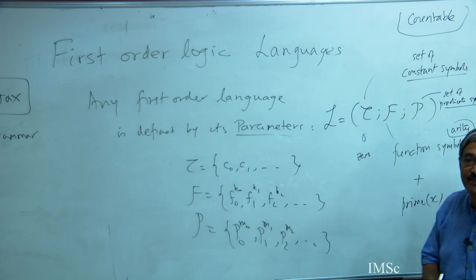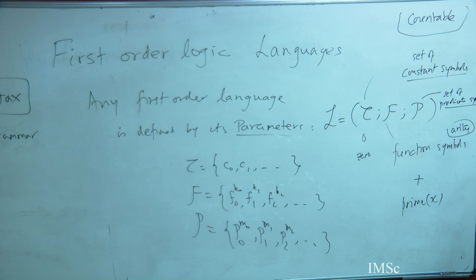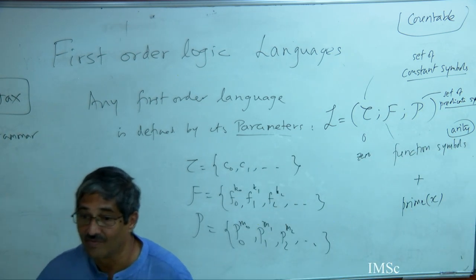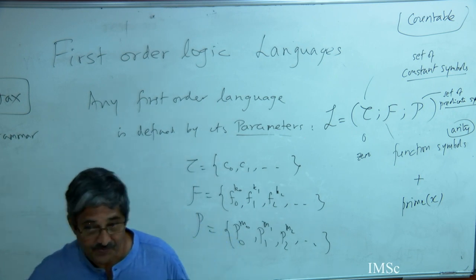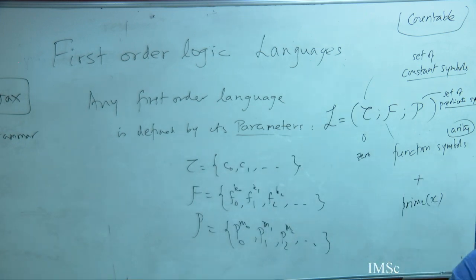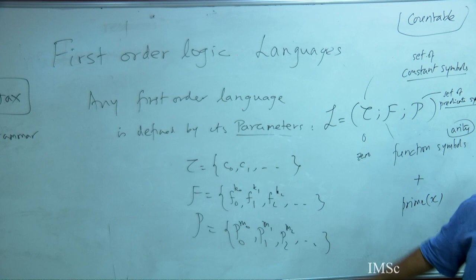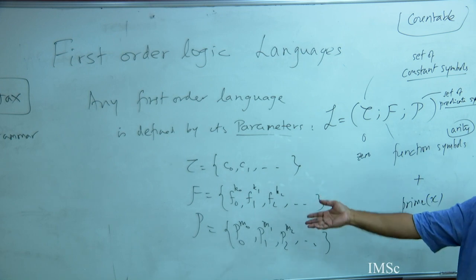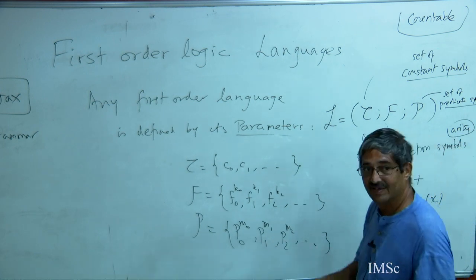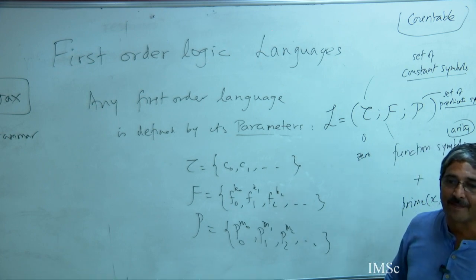Sir, do the parameters of a language uniquely define it? Like for a language, if we know what the C, F, and P are, does it uniquely define the language we're dealing with? Because the quantifiers may be common for other languages. Absolutely, that's the whole idea of parameters. Once you fix the meaning of the parameters, the meaning of every statement in that language is immediately given to you. That's the deal. How do you do that magic? Let's do that and see. Hopefully, we'll do it very soon.